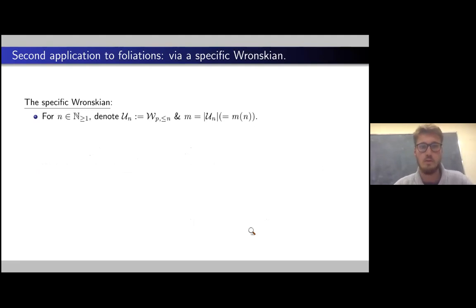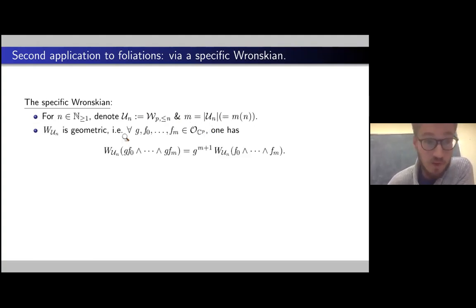And now we will give a second application, and we will use for this a very special Wronskian. So once again, p is a fixed natural number, and for m a natural number, we consider this set. So what does it mean? It means that we put all the words written with the alphabet 1, 2, until p of length less or equal than m. So it is, of course, a full set, and we denote by M its cardinality.